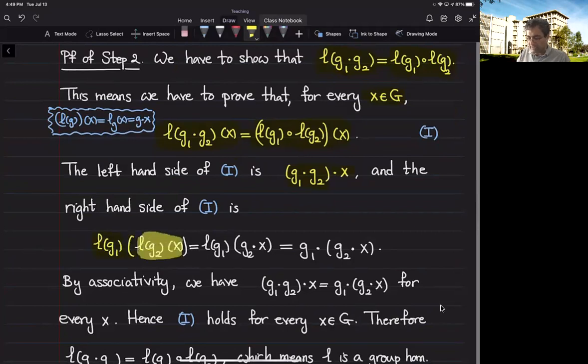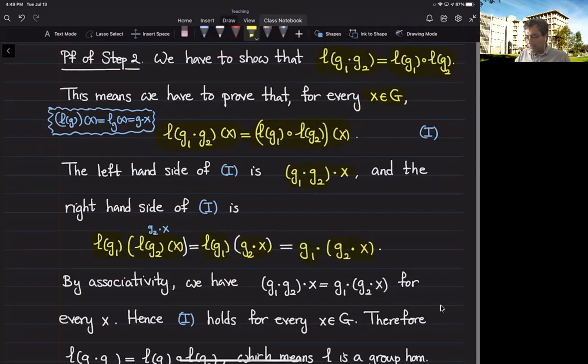Now, what is the guy inside? The guy inside is G2 dot x. And then when I want to compute this, I need to further multiply by G1 from left. I have written this over here, so let's go over that. The guy inside is G2 dot x, and this means that from left I need to multiply G1 by this. So I get G1 dot G2 dot x.